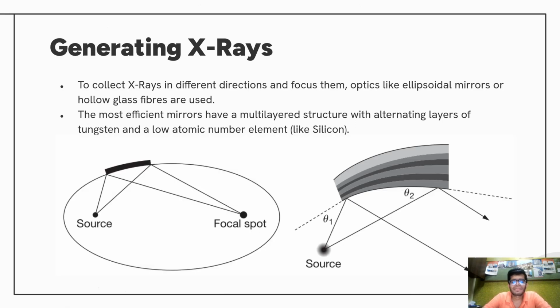To collimate X-rays and to focus them, we can use optics like ellipsoidal mirrors or hollow glass fibers. Some mirrors also have alternating layers of tungsten or silicon to produce collimated X-rays.